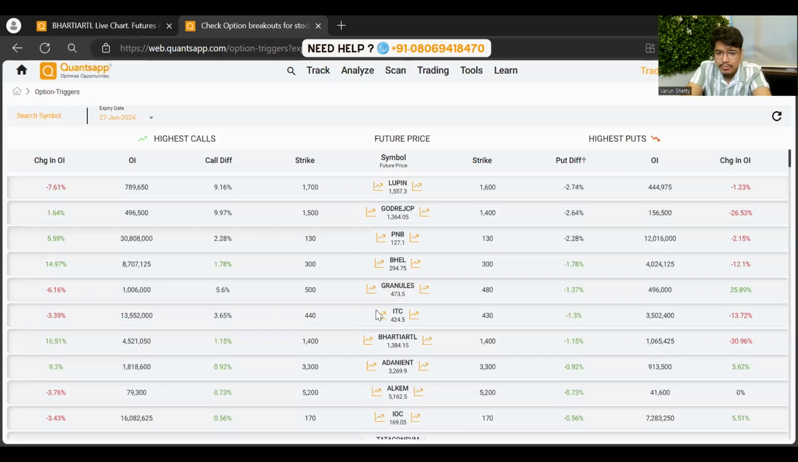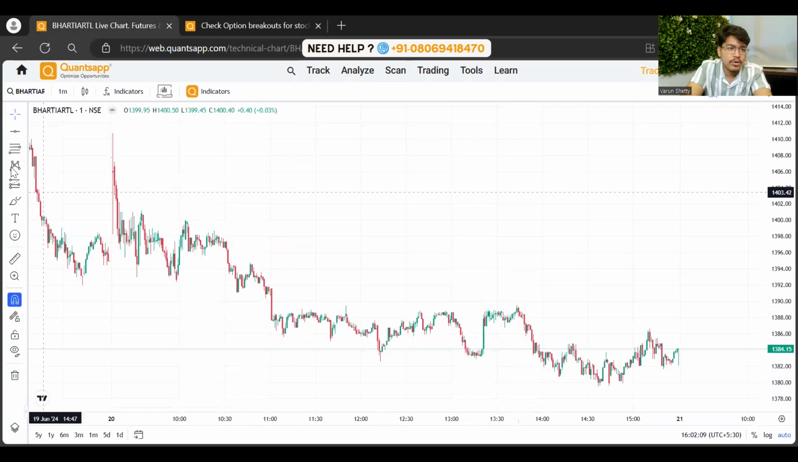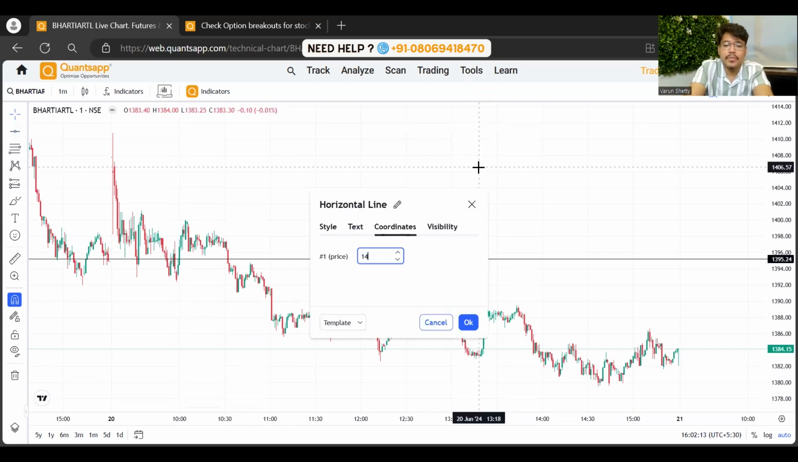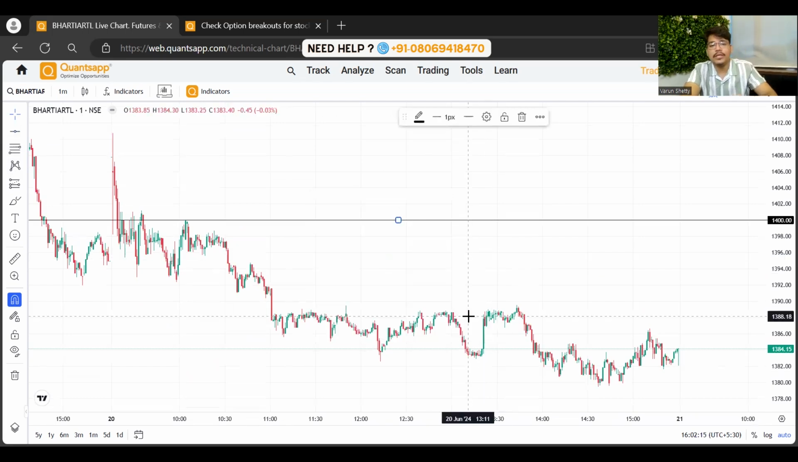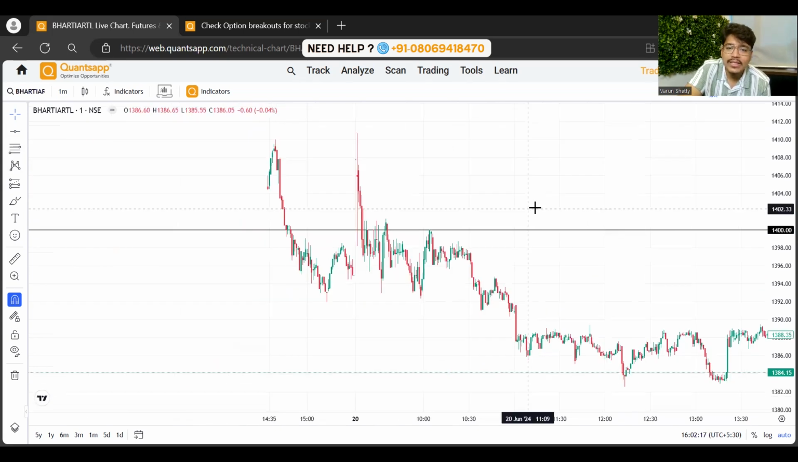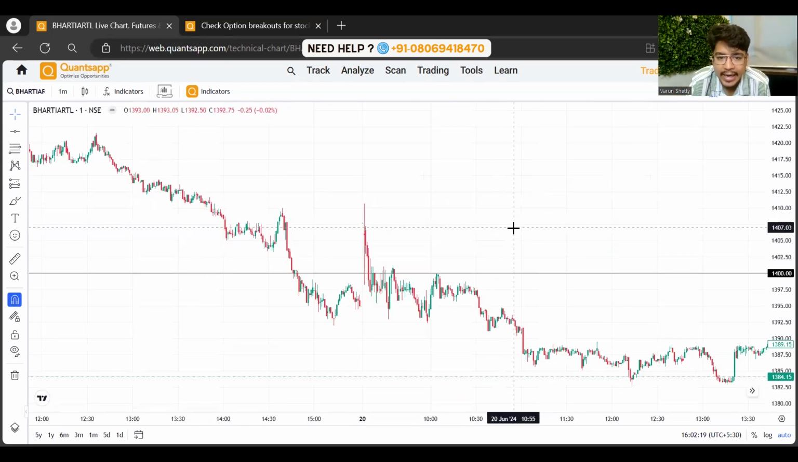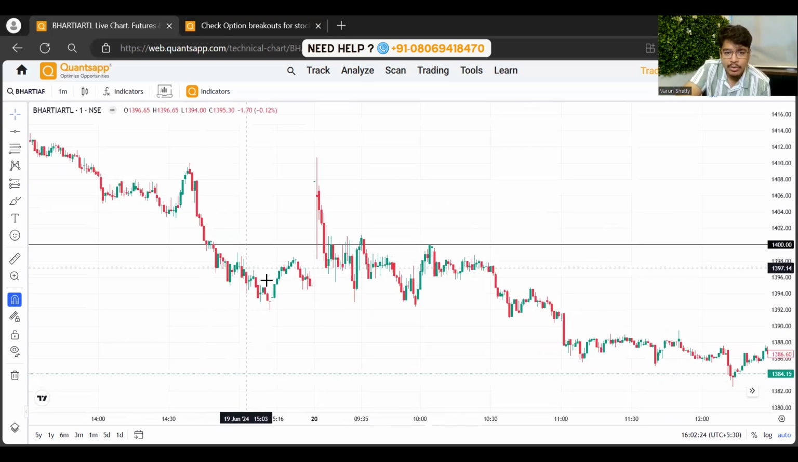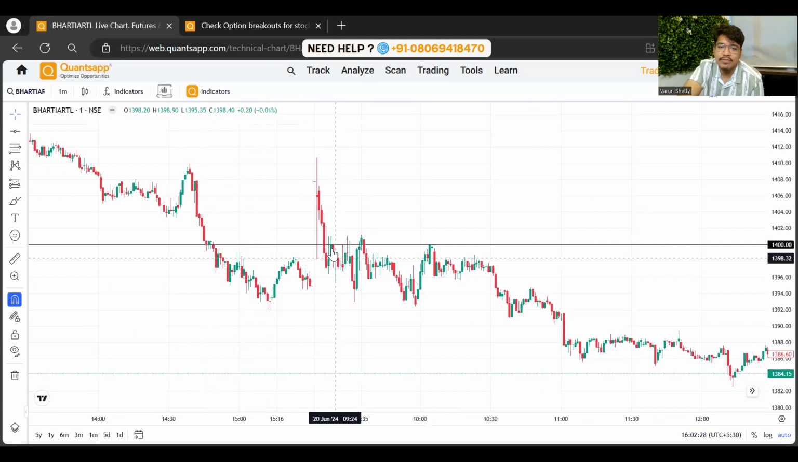What about the support of Bharti Airtel? Bharti Airtel has a support of 1,400. Let's just add the level of 1,400. All right. So we can see that Bharti Airtel had experienced a breakdown somewhere around here. Yesterday there was a breakdown, but I'm not sure if there was unwinding yesterday. But today I know that there was unwinding somewhere around here.